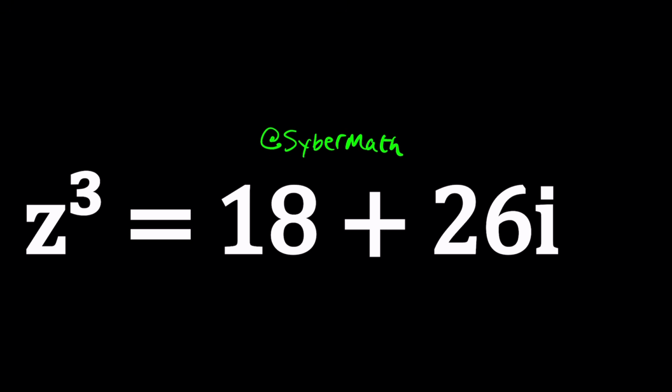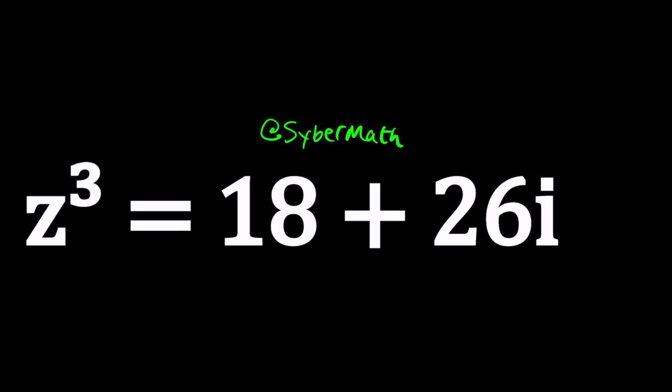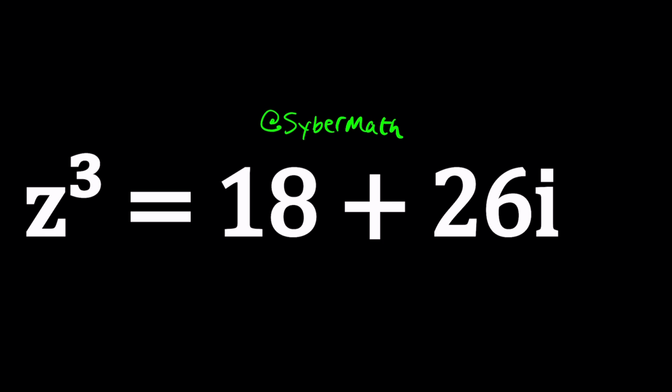So we need to find a number whose cube is equal to 18 plus 26i, which means finding the cube root, but complex numbers have 3 cube roots. The only exception is 0. All other complex numbers have 3 distinct cube roots.